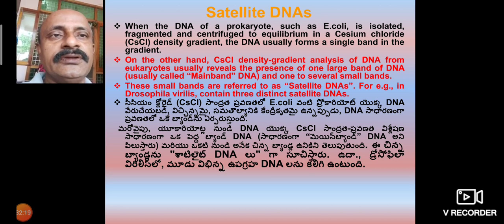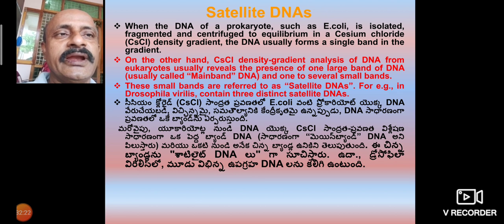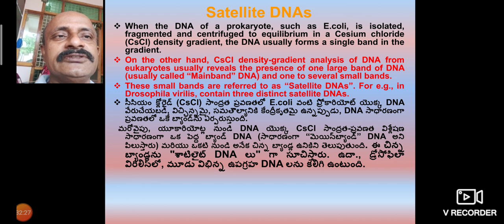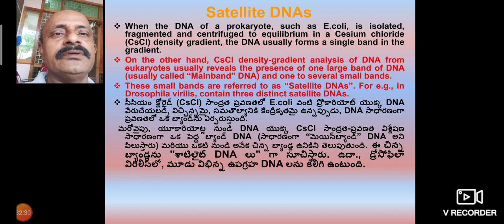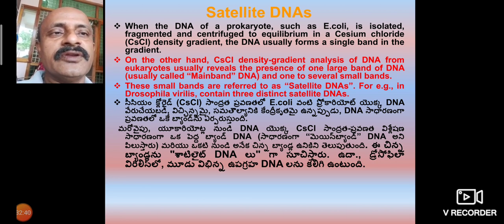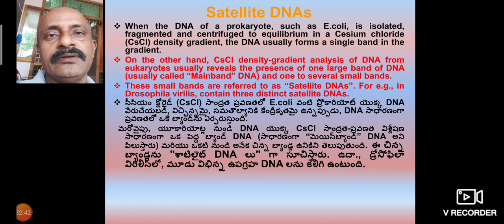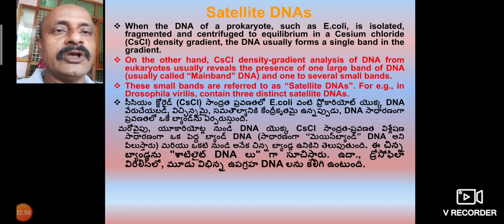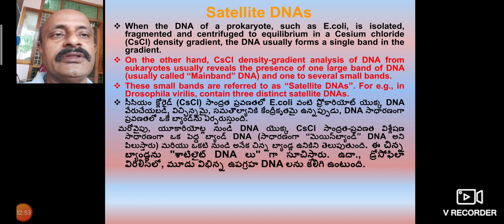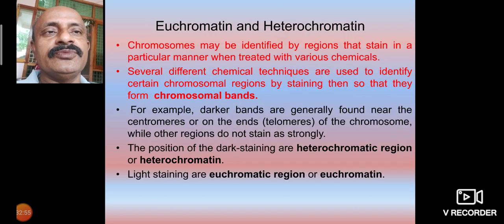On the other hand, cesium chloride density gradient analysis of DNA from eukaryotes usually reveals the presence of one large band of DNA, usually called the main band, and one or several small bands. These small bands are referred to as satellites. A larger band and a small band: the small band refers to satellite DNA. For example, in Drosophila virilis, commonly there is one.